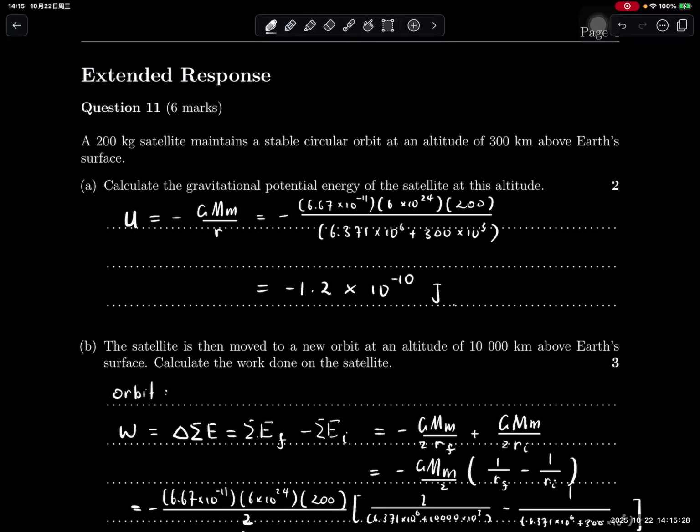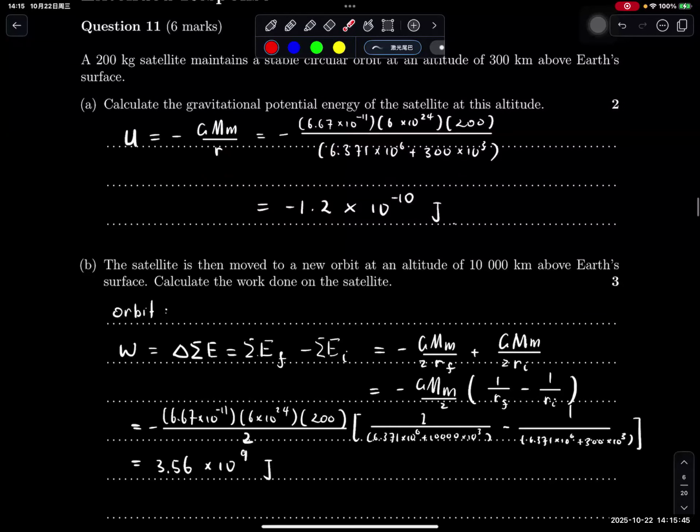Make sure to keep track of your powers. It's very easy to forget them. And don't forget, it's given an altitude, so that's not the orbital radius. Inside the equation, this is orbital radius, so you must add Earth's radius. If you haven't remembered it, it's 6.371 times 10 to the power of 6 meters.